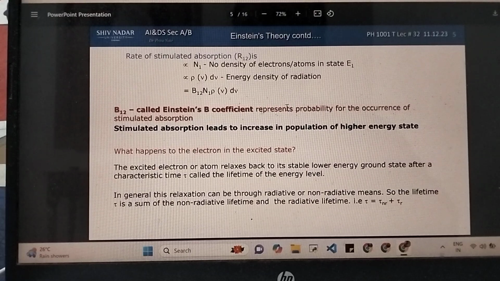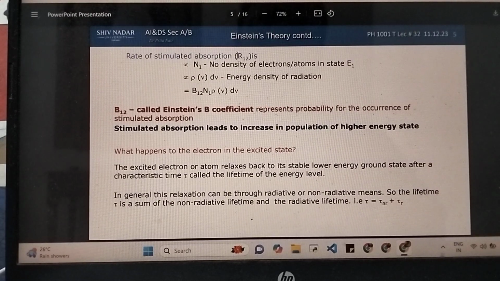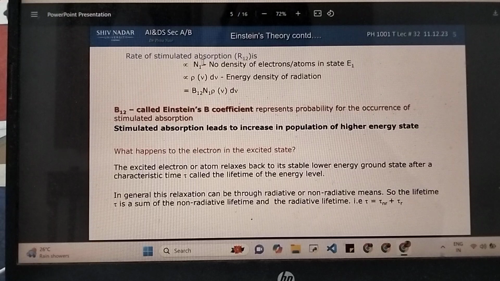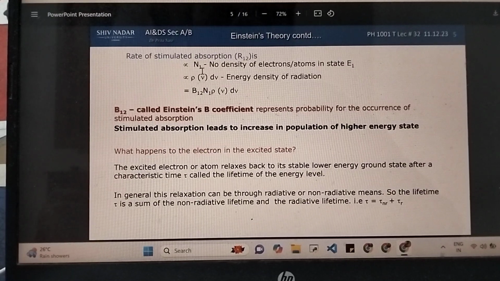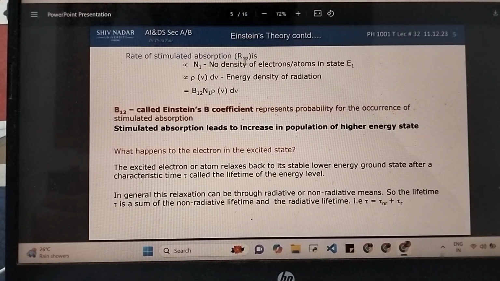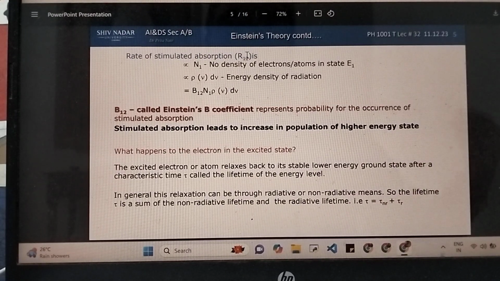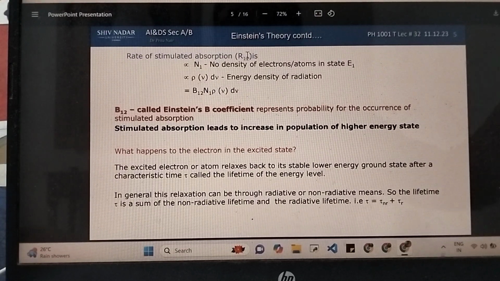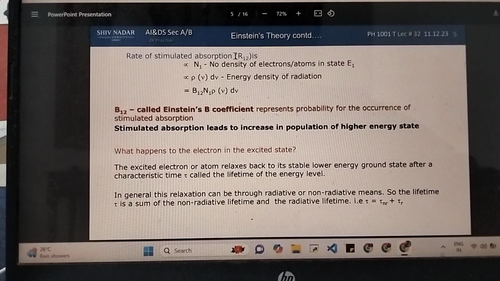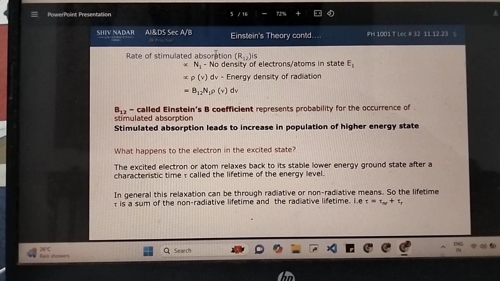So experimentally it was determined that this rate of stimulated absorption depends upon the number of electrons in the lower state, in the equilibrium state, as well as the energy density of radiation. So let me explain this part. R12 stands for the rate at which stimulated absorption takes place. R obviously rate, and 12 to signify that the electron is going from a lower to a higher energy level. So that is the symbol for rate of stimulated absorption.